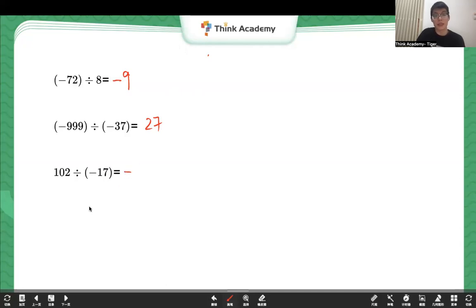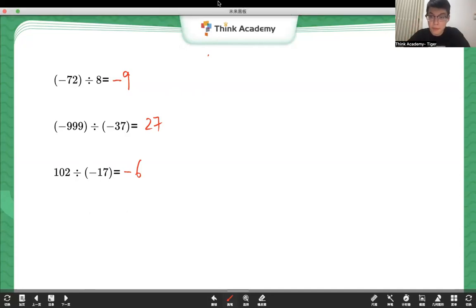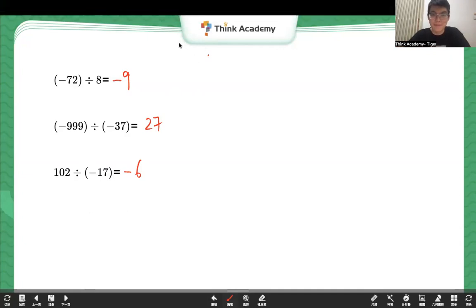Negative, that's right. So 102 divided by 17 will be the value, and that's going to be a 6. So the answer is minus 6. Yes, that's right. Okay, so that's everything we have to do for negative numbers. I guess that would be pretty easy for most of you, because you might have more or less learned about these before.